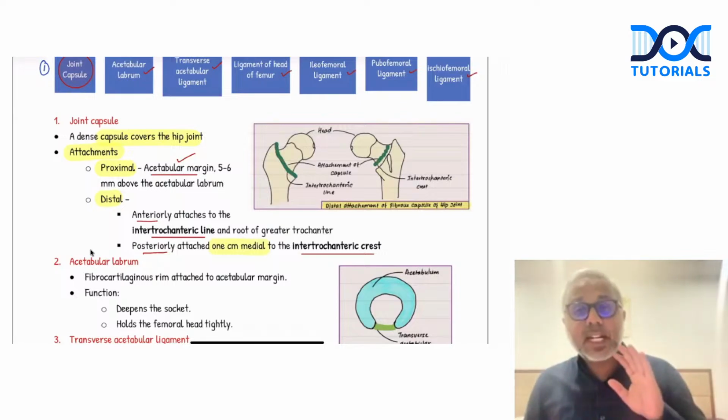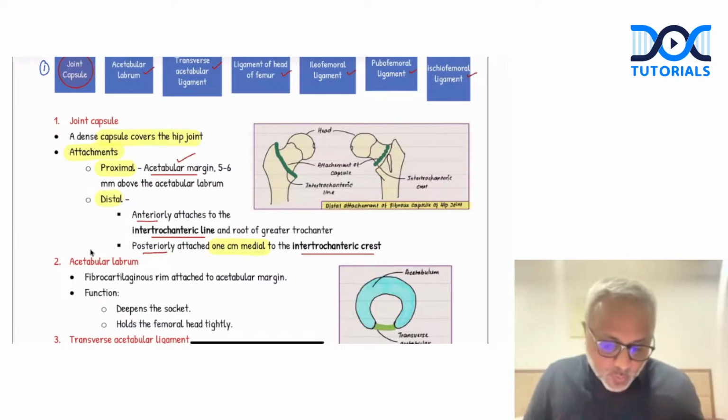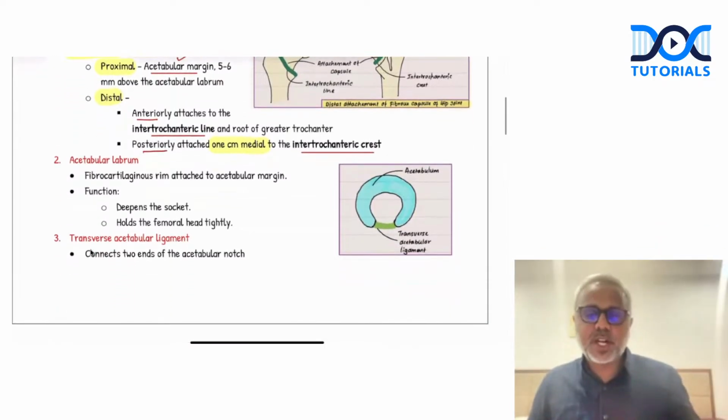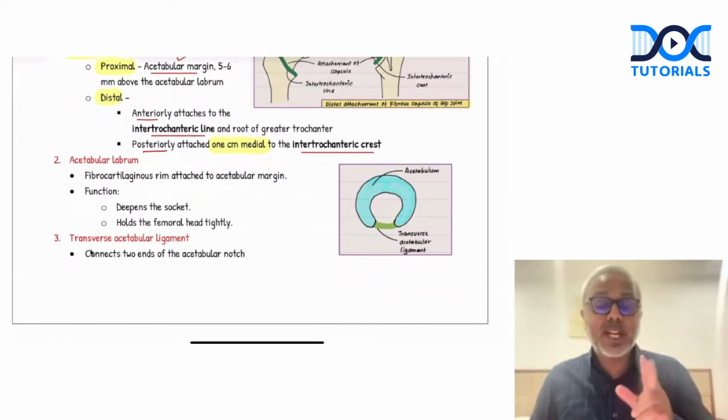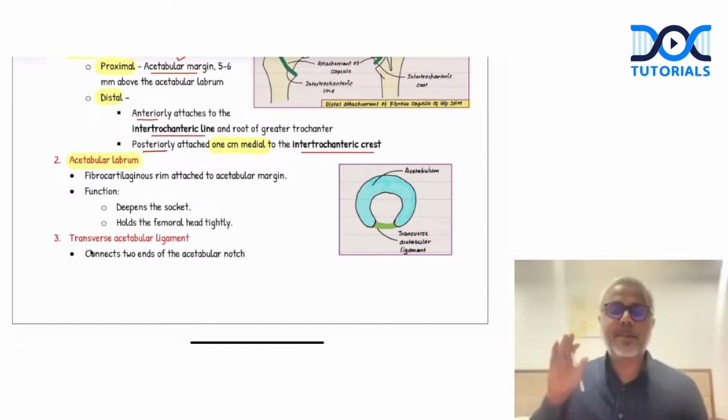If you can write this diagram for the joint capsule, nothing like it. Now, this should be the first diagram that you will write. Joint capsule. Done. Right. Once we have described the joint capsule, talk about the next important ligament. And what is it? The next important ligament we have is acetabular labrum.